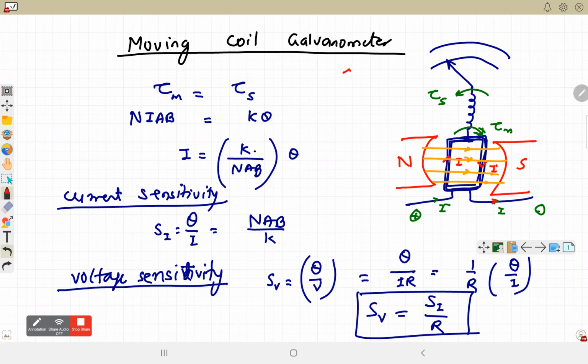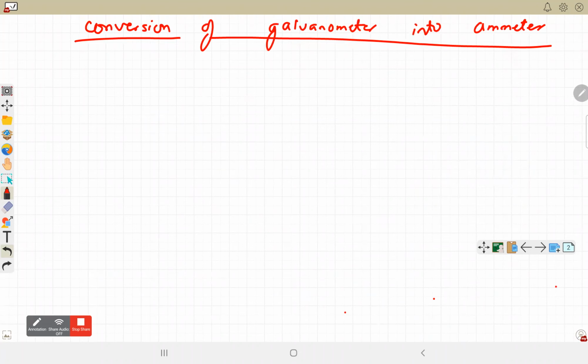Deflection per unit current is current sensitivity, deflection per unit voltage is voltage sensitivity. Now, galvanometer has to be first converted into a low resistance device because it cannot directly be used for measuring the current. We cannot use it directly to measure current, the reason being its very high resistance.